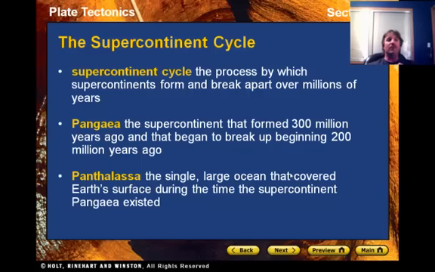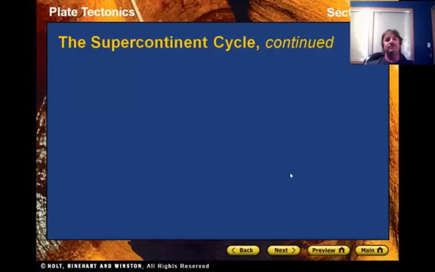I'm going to pronounce this wrong, but Panthalassa is a large ocean that covered the Earth. So you have Pangaea in the middle. The rest of the Earth was ocean, and that was Panthalassa.